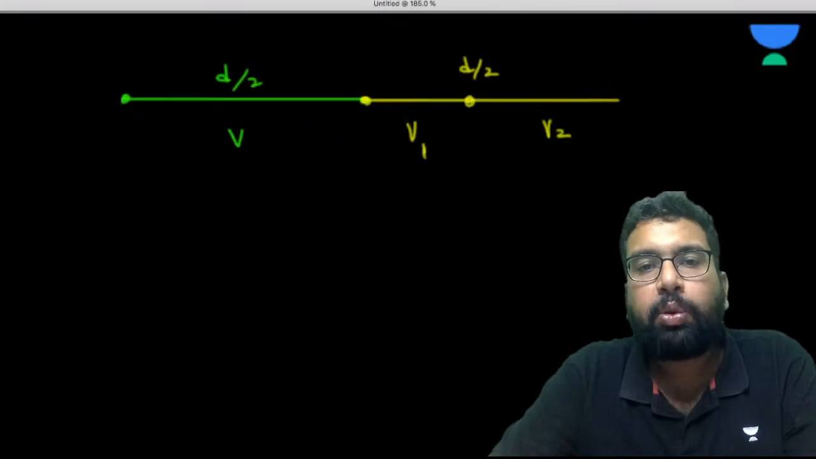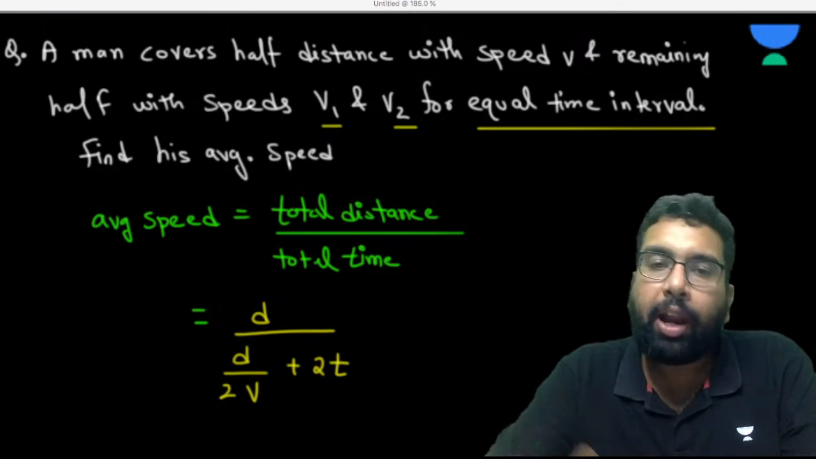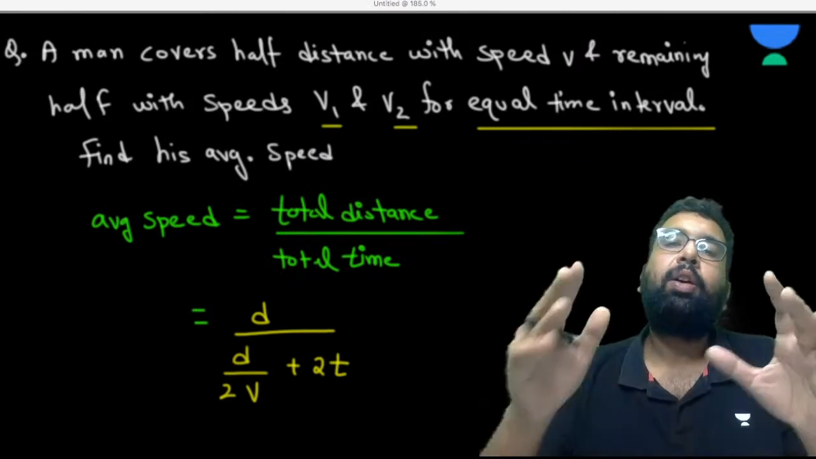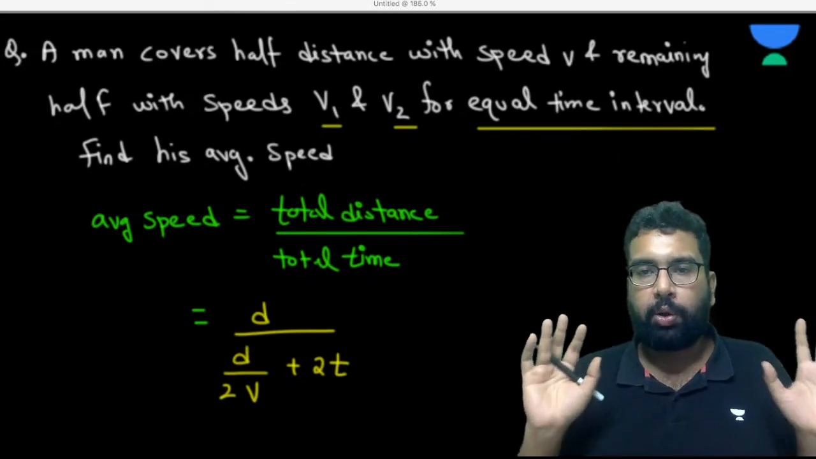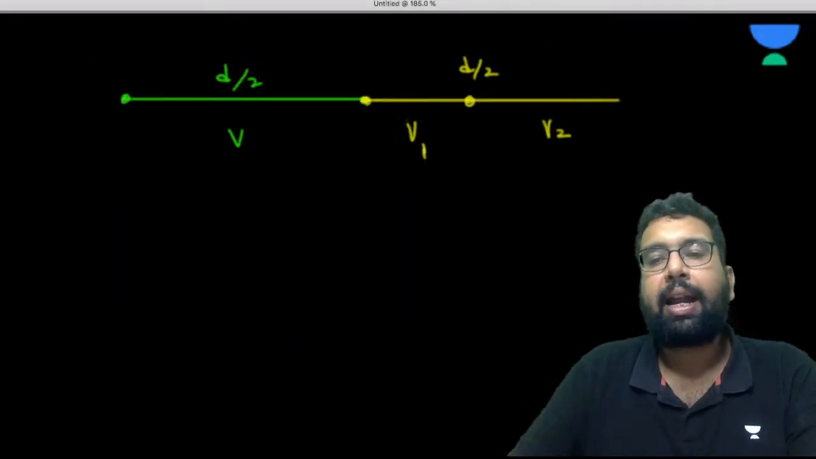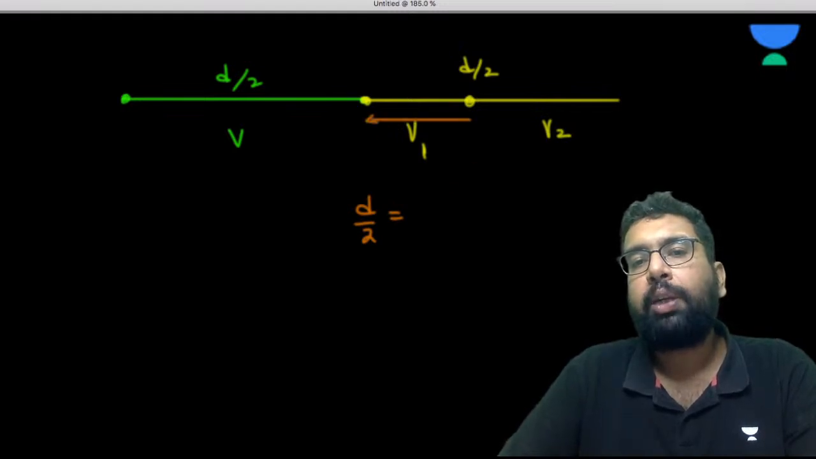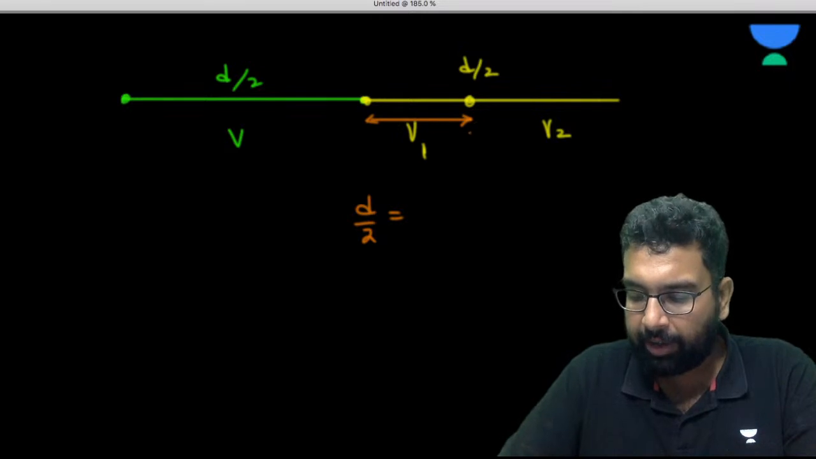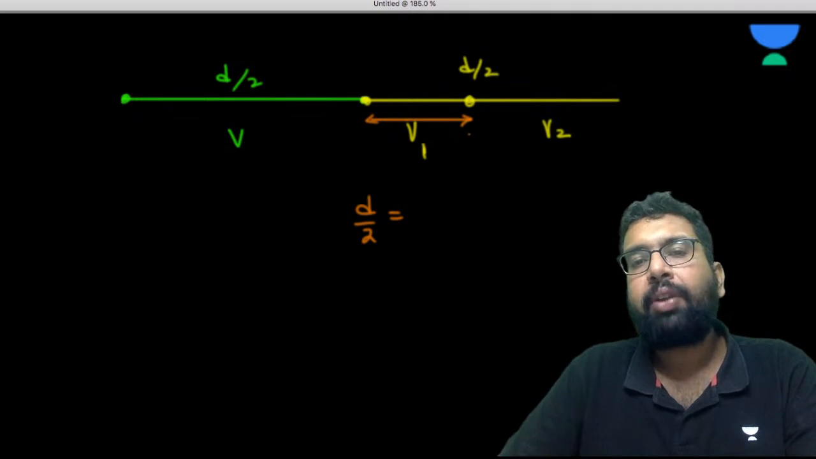Now, if I want to solve this question, either I can change the t in terms of d, or I can change the d in terms of t. In any of these cases, I require the final solution in terms of v1, v2 and v. I want to let go of this d and t. I don't want that in my final solution. Now please understand this. This distance is d by 2. So from here to here, what distance must he have covered?